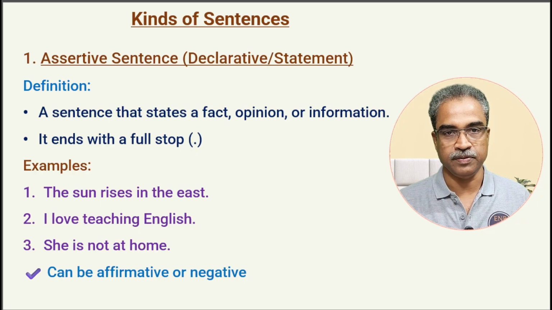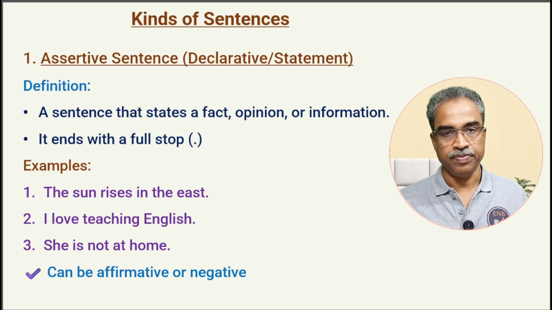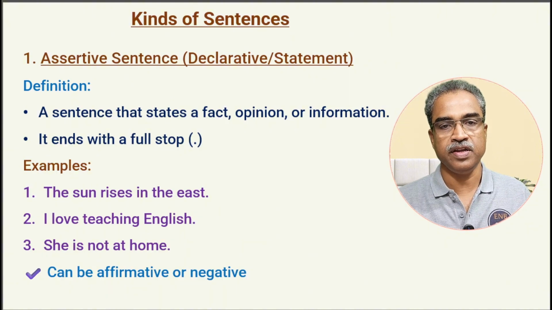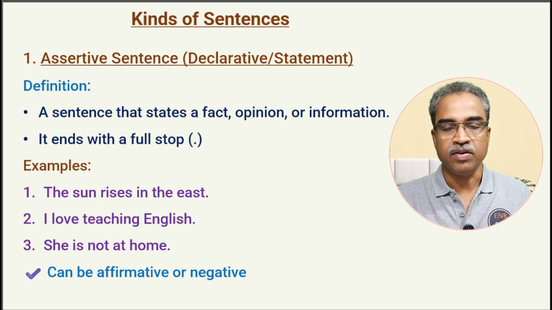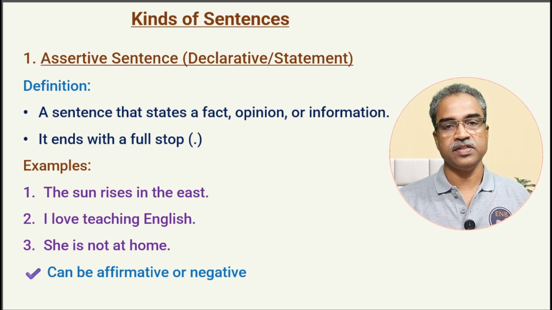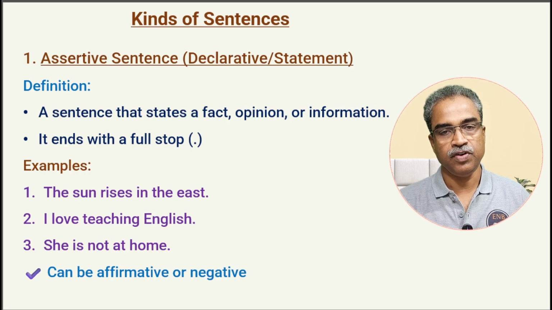Clear? First thing first. Next, a sentence that states a fact, an opinion, or information, and it ends with a full stop. So an assertive sentence or a statement simply states an opinion, a fact, or something. And always at the end, we have a full stop. Example, the sun rises in the east. The sun, third person singular, he, she, it, rise, s is added. So the sun rises in the east. We made a statement. We just declared a fact.